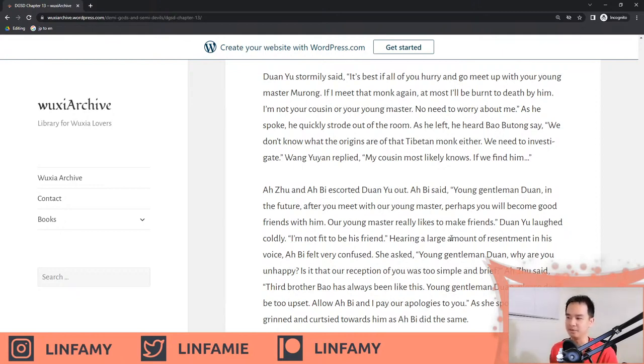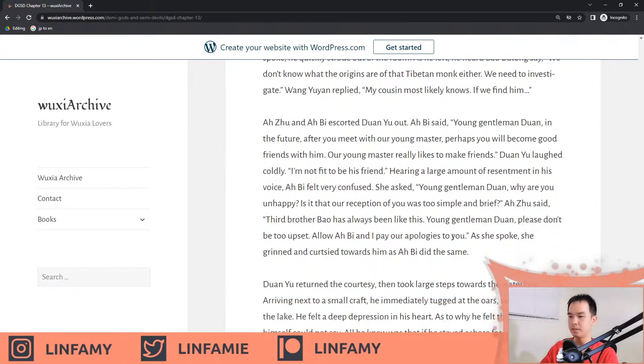Hearing a large amount of resentment in his voice, Abi felt very confused. She asked, "Young gentleman Duan, why are you unhappy? Is it that our reception of you was too simple and brief?" Aju said, "Third brother Bao has always been like this. Young gentleman Duan, please don't be too upset. Allow Abi and I to pay our apologies to you." As she spoke, she grinned and curtsied towards him as Abi did the same.